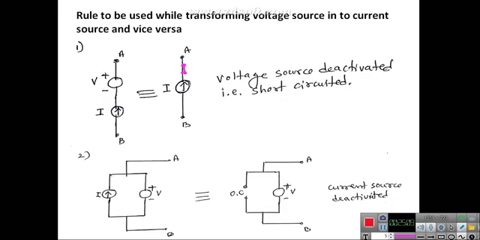Similarly, if a current source and a voltage source are connected in parallel between the terminals, then the current source is deactivated. Why? Because the voltage across these terminals is already V. So irrespective of the value of the current, the voltage across this will remain the same. That's why the effect of the current source on the voltage source will not be there, and you deactivate this current source. Deactivating the current source means you are just open circuiting it.